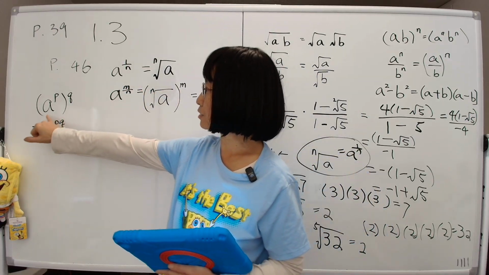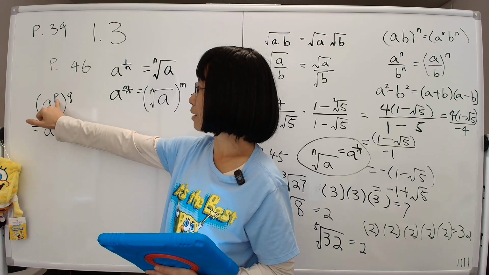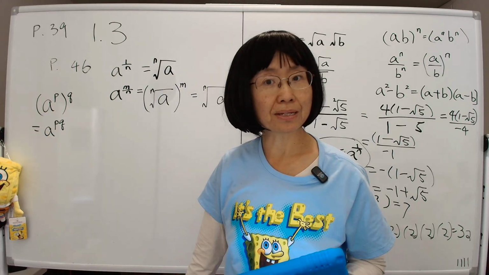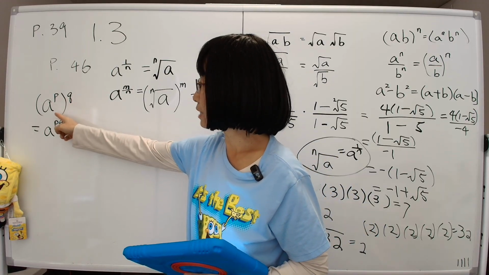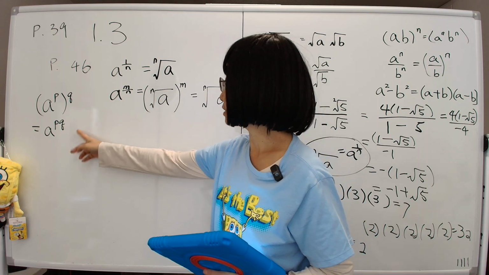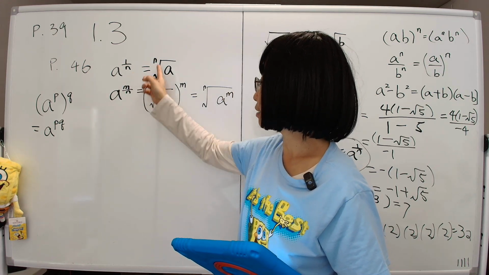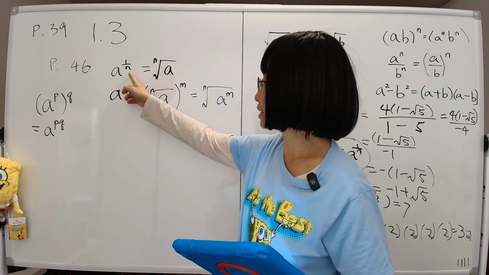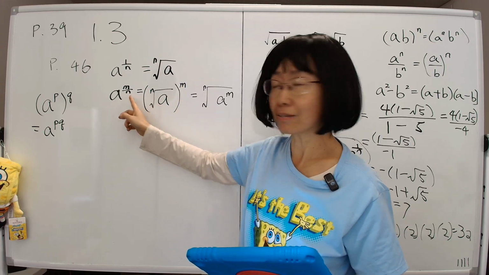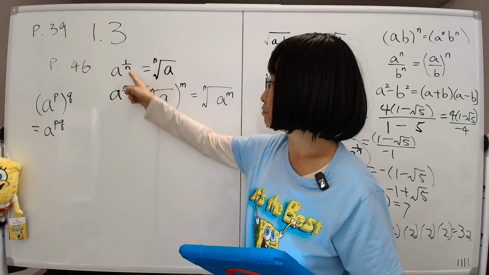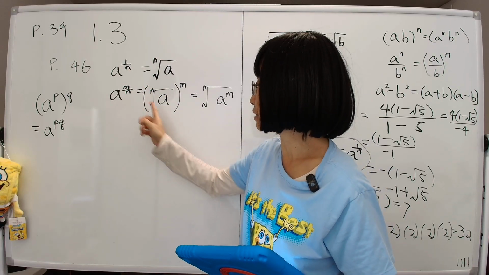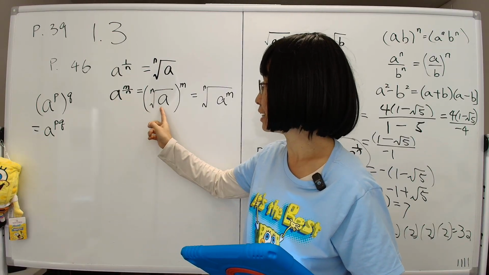Now, in the last section, we have learned this part. That is, a to the power p, raised to the power q, is the same as a to the power pq. In this situation, you can multiply the exponents together. As a result, being that a to the power 1 over n is the nth root, if you then raise it to the power m, that's the same as multiplying the fraction 1 over n with the number m. That's what this means. Whenever you see a fraction, it means this.